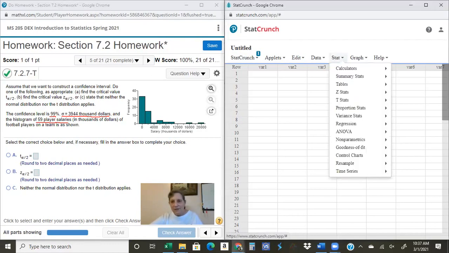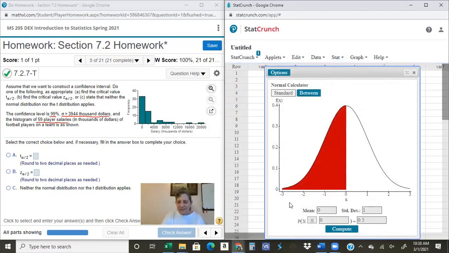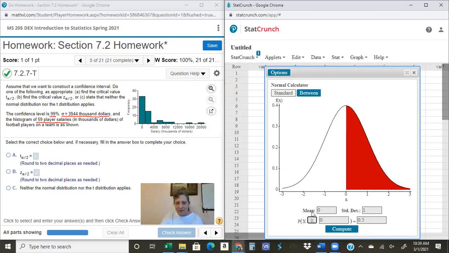To find the z value, let's go to Stat, Calculator, Normal for a z value, because that is the standardized value. You can go ahead and leave the mean at 0 and the standard deviation at 1. The z value for any percentage confidence level never changes. So you don't have to change the mean or the standard deviation.